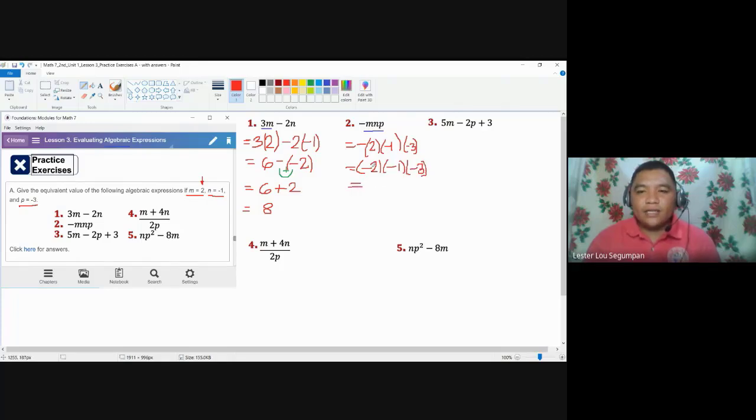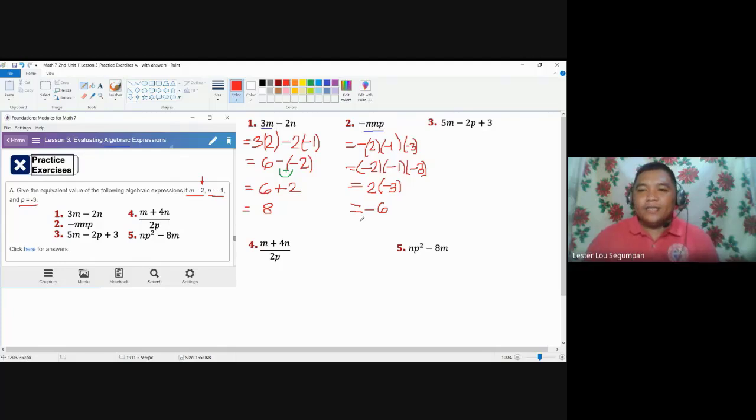Negative 2 times negative 1 becomes positive 2, and then times negative 3. By the way, if you could answer it directly, much better. But of course, I'm just using here the proper step-by-step process for you to be guided. And then finally, the answer here, 2 times negative 3, is negative 6. As you can see, we followed all necessary steps for us to get the given result.